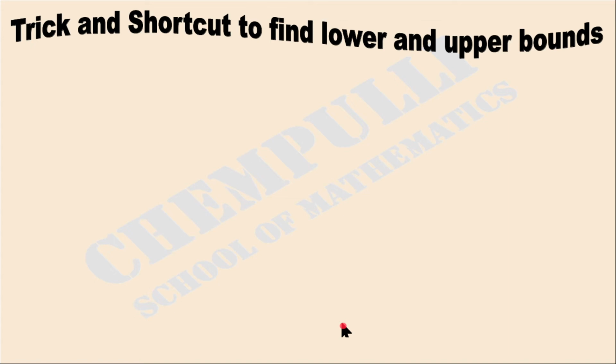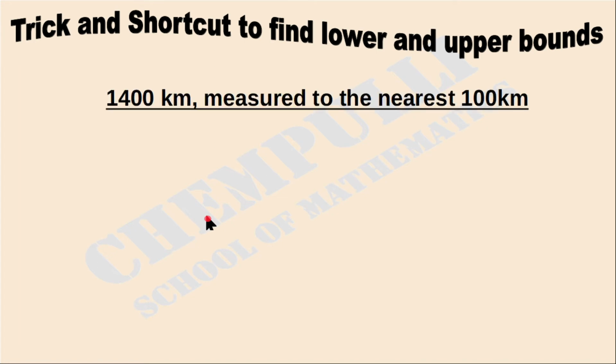Next we are going to find lower bound and upper bound by using some tricks. The first one: 1400 kilometer measured to the nearest 100 kilometer. In this case you have to check that 1400 kilometer is measured to the nearest 100 kilometer. First take this part, 100. Then find half of this 100, that means 100 divided by 2. That means we will get the answer 50.